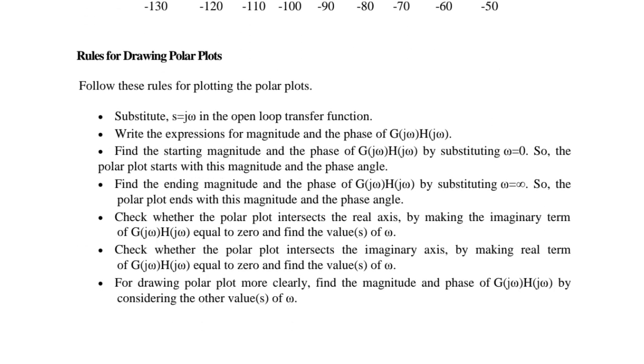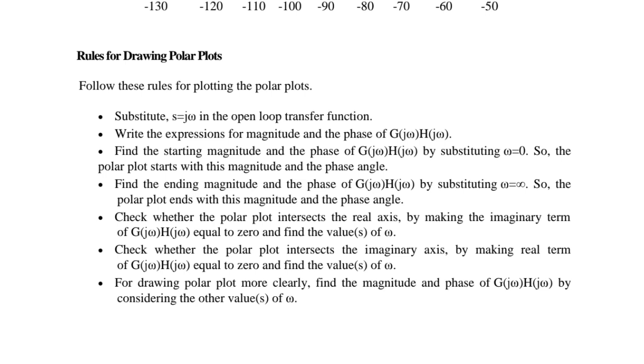What are the rules for drawing polar plots? Follow these rules. First, substitute s equal to jω in the open loop transfer function, and write the expression for magnitude and phase of G(jω)H(jω). Find the starting magnitude and phase by substituting ω equal to 0; the polar plot starts with this magnitude and phase angle. Find the ending magnitude and phase by substituting ω equal to infinity; the polar plot ends with this magnitude and phase angle.